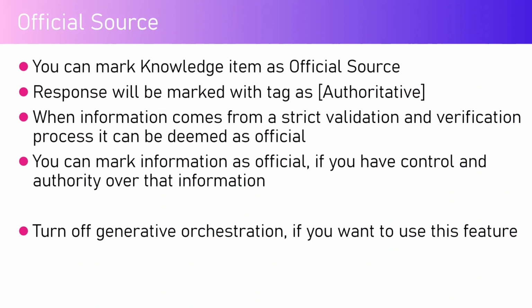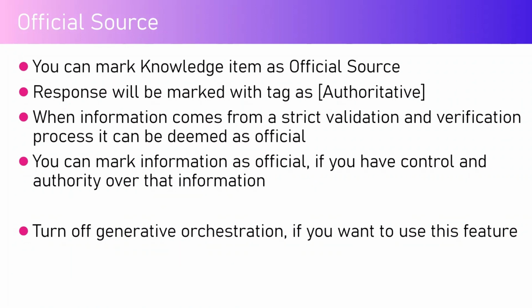You can add multiple knowledge sources. You can add a database connector, you can add a file from the file system or from OneDrive or from SharePoint, or maybe you can specify information through various other means like a public website URL. All these knowledge items, you can mark as an official source. Once you mark an item as an official source, the response you get from the system will be marked with the tag authoritative. What that means is that particular piece of information, when retrieved from the knowledge source, will be deemed an official source.